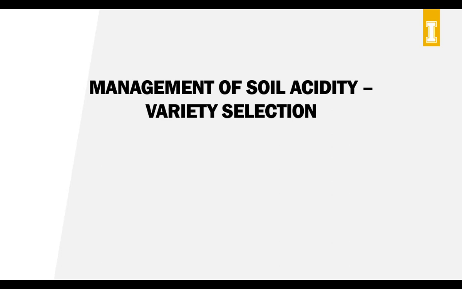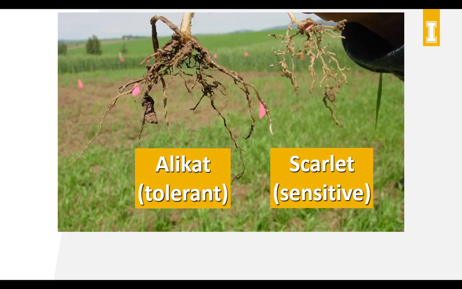So I want to talk a little bit about some of the work I've been doing with variety selection. Variety selection in wheat crops as well as liming are the two main things I've been working on over the past few years. This is just a photo of a sensitive variety on the right, in this case Scarlet, a hard red wheat. These are both hard red springs. And then Ellicott, which is a tolerant variety, on the left.